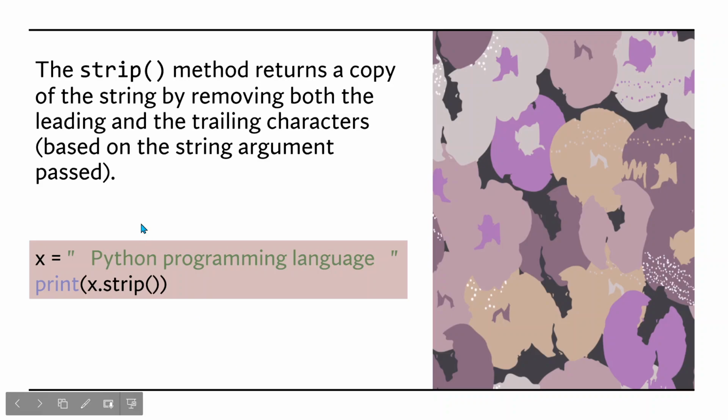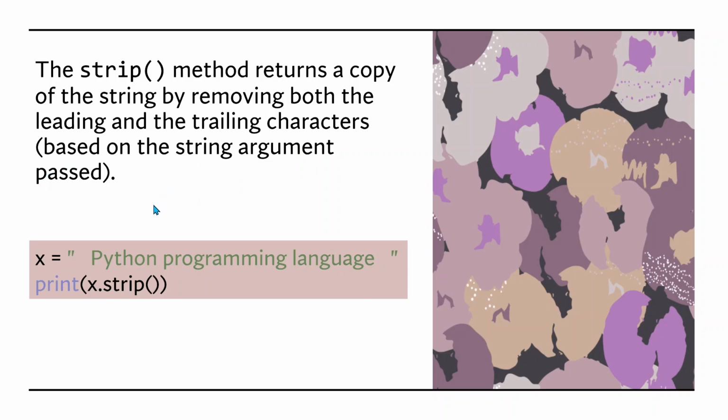All right, so if we start looking at the definition of the strip method, the strip method returns a copy of the string by removing both the leading and trailing characters based on the string argument passed. The strip method will return a string. So you pass a string, it will return a string as well. It will remove the leading and trailing characters based on the argument that we have passed.